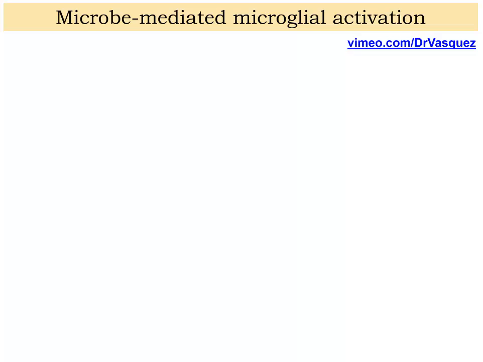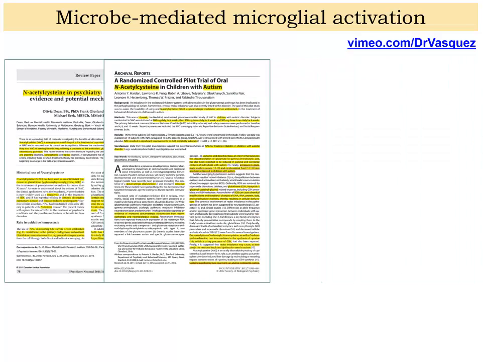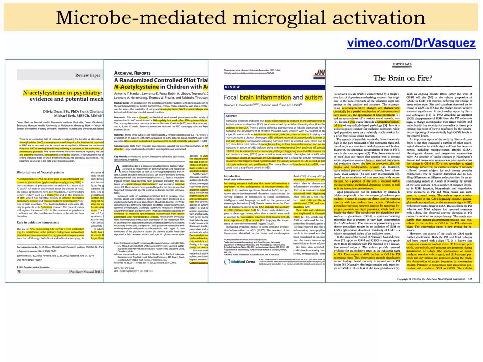But what I want to do in this conversation is connect microbes, dysbiosis, with microglial activation and ultimately pain, inflammation, as experienced neurologically, and perhaps some other neurologic syndromes too. So here, for example, you see a new article talking about NAC, N-acetylcysteine, in psychiatry. Another article using that same intervention in kids with autism. Again, another article addressing brain inflammation in autism. And then this rather classic article that was published back in 1994 called The Brain on Fire. So I just want to show you how we can connect all of that together rather quickly.